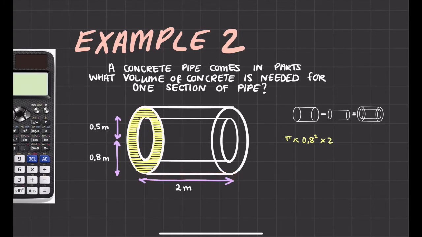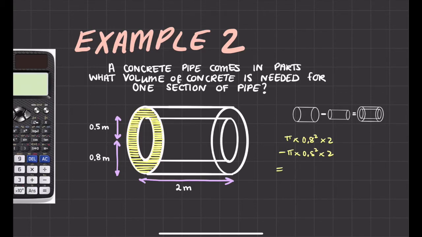and then we're going to take away the volume of the smaller one. So the volume of the smaller one is pi times the radius squared. Now the radius for the smaller one is 0.5, so 0.5 squared. So that area then multiplied by the same length, 2 meters, and that'll give me my answer.